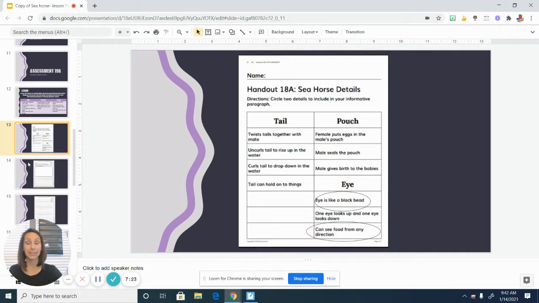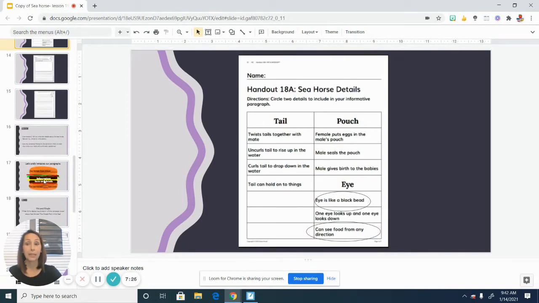Okay? All right. So then for your facts and details, your information, the meat, cheese, lettuce, tomato part of your paragraph, that's where you're going to come back to this part and look at the two details you chose from handout 18A. Now, do you notice anything about the way these are written? Eye is like a black bead. Is that a complete sentence? No, these are not necessarily all written in complete sentences.